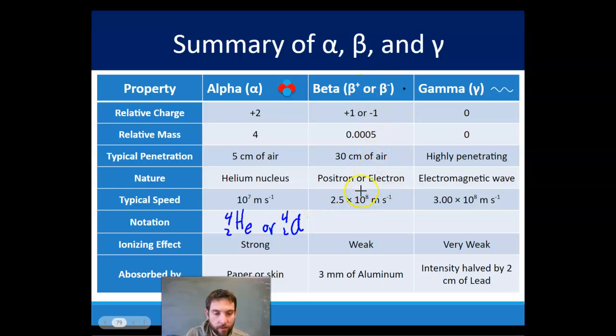Beta decay is either going to be -1 as an electron, or it could be 0, -1 as beta. If it's beta positive, that's going to be 0, +1 electron, the positron. Gamma, we're going to just use the Greek letter for gamma, lowercase gamma, or 0 mass notation, like that.